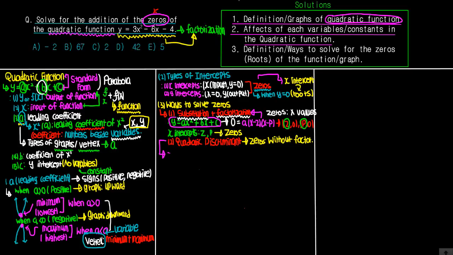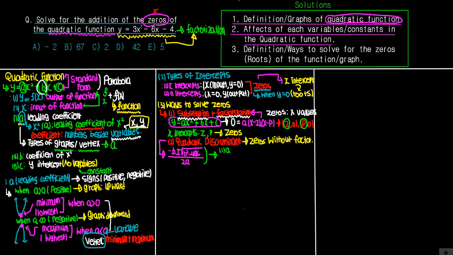The formula will be negative b plus or minus square root of b squared minus 4ac over 2a. So let's write it down in a neater way. Our quadratic discriminant will be negative b plus or minus square root of b squared minus 4ac over 2a. As we can see in a lot of videos from my YouTube channel, we used our quadratic discriminant a lot of times.